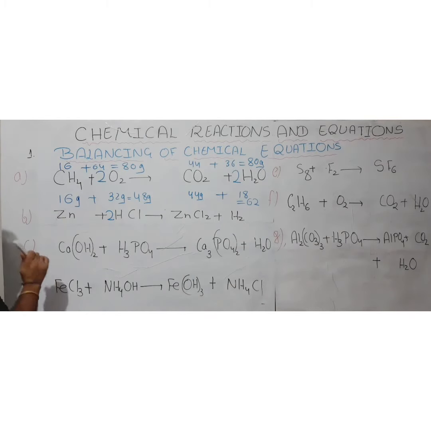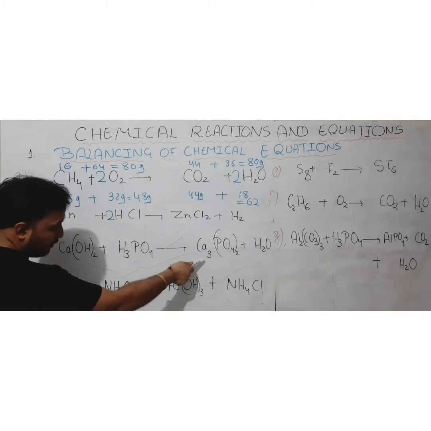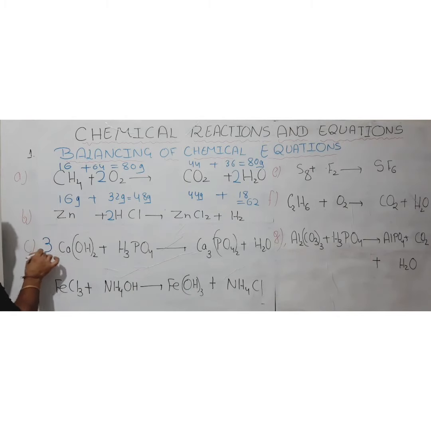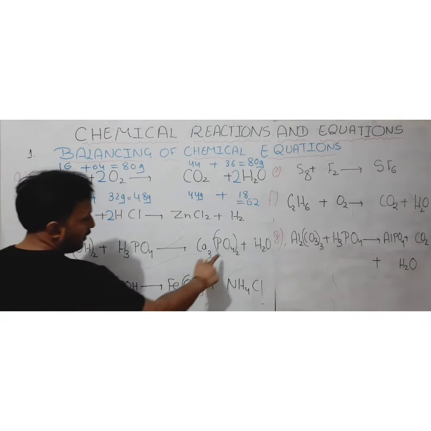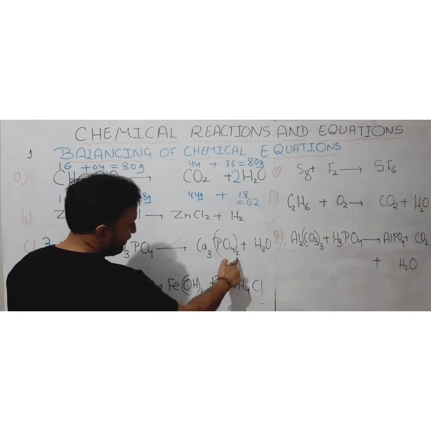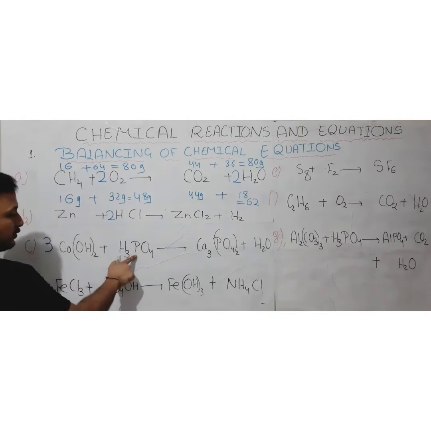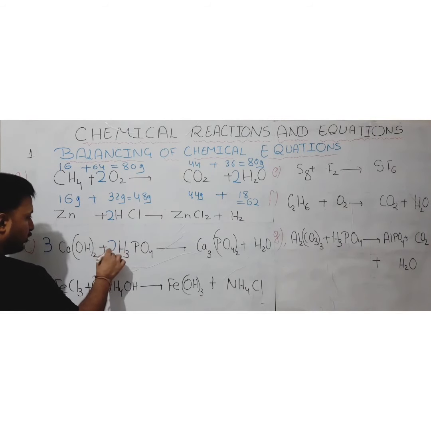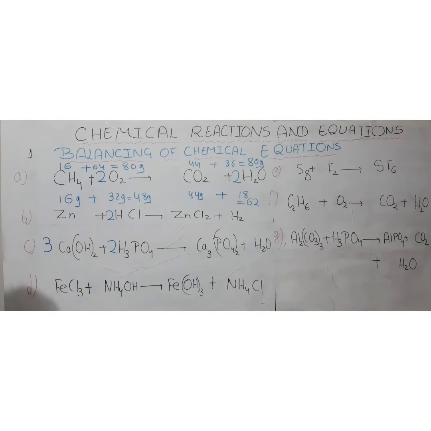Calcium. Calcium is 1 here and here it is 3. So we will be putting 3 over here to balance the calcium. Okay, calcium is balanced. Now we move to the other elements. So phosphorus is there. Here the phosphorus, whole twice, is there. It means phosphorus is 2, but here phosphorus is only 1. So we will be putting coefficient 2 to balance phosphorus. Okay, so phosphorus is also balanced.